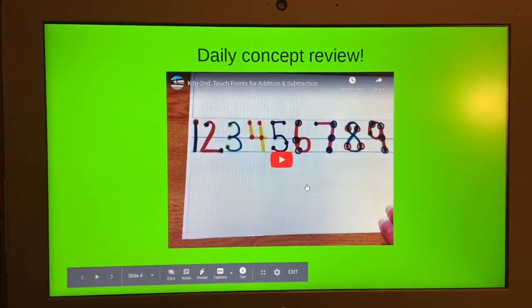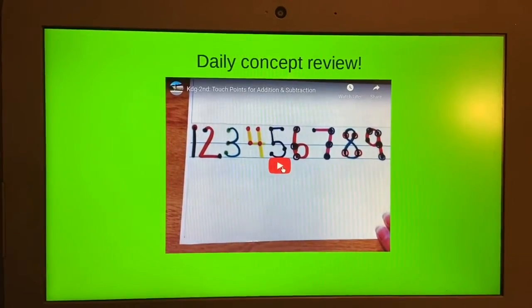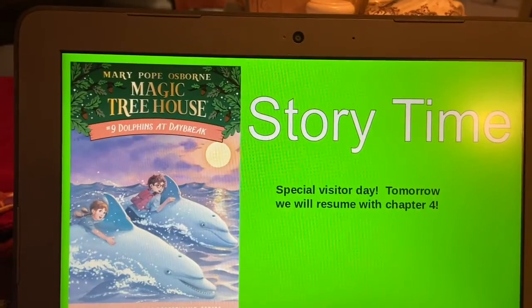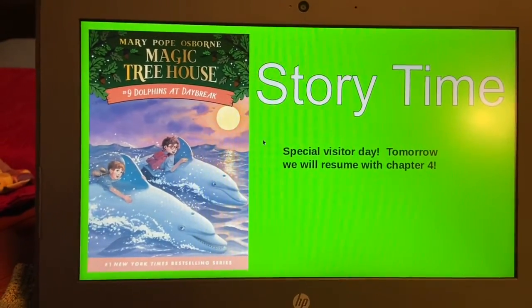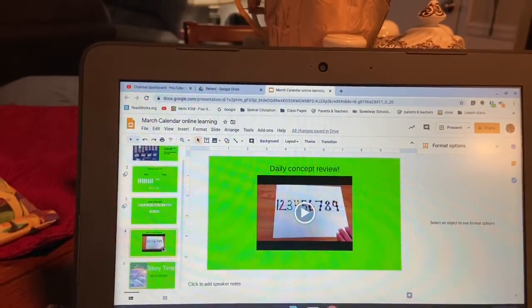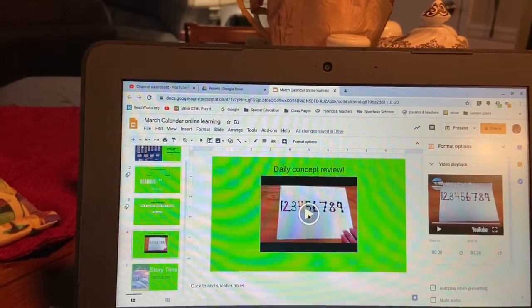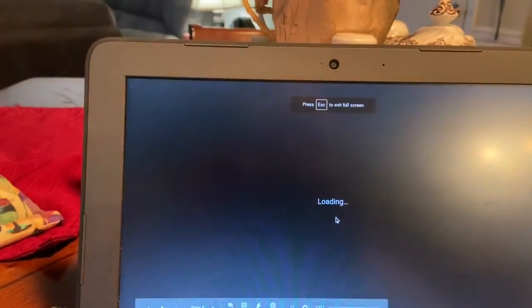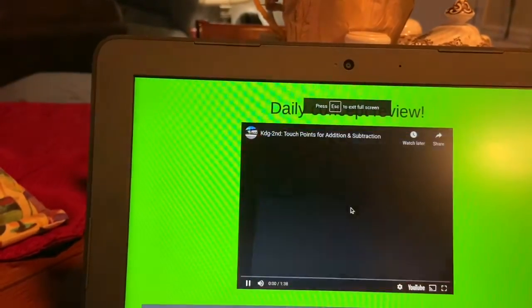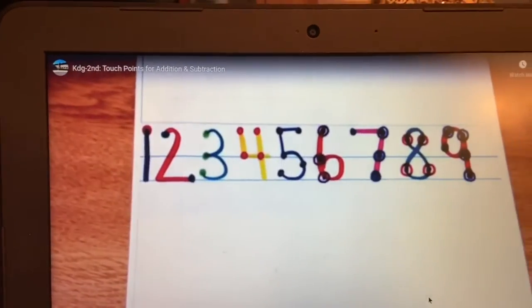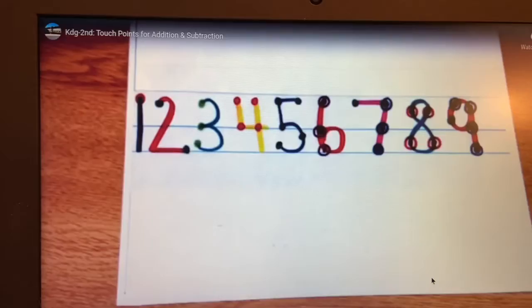Here is our daily concept review. It's using our touch line to add and subtract. Let's go back here and see if we can get that to play. There we go. I'm here today to talk to you about the use of touch points for addition and subtraction.